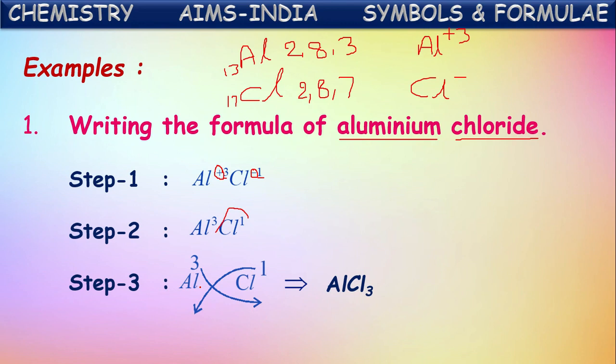If one of these ions is a radical and it is getting a value more than 1, then that radical should be kept in brackets. In that way we can derive the molecular formula of a chemical compound. Let us see one more example.